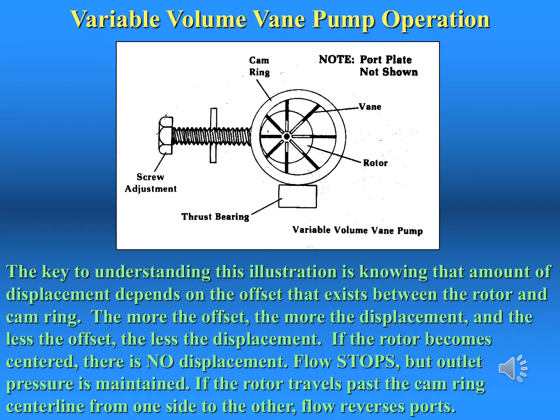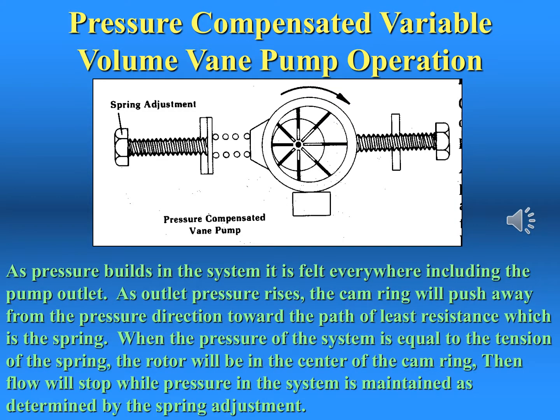When the tension of the spring is reached, the rotor is centered and flow stops. In this way, system pressure is controlled by the spring on the cam ring. If the spring tension is adjusted, the pressure of the system and stoppage of flow is affected. Pressure compensated pumps can be piston type or vane type. The gear pump cannot be made variable displacement unless its speed is changed.